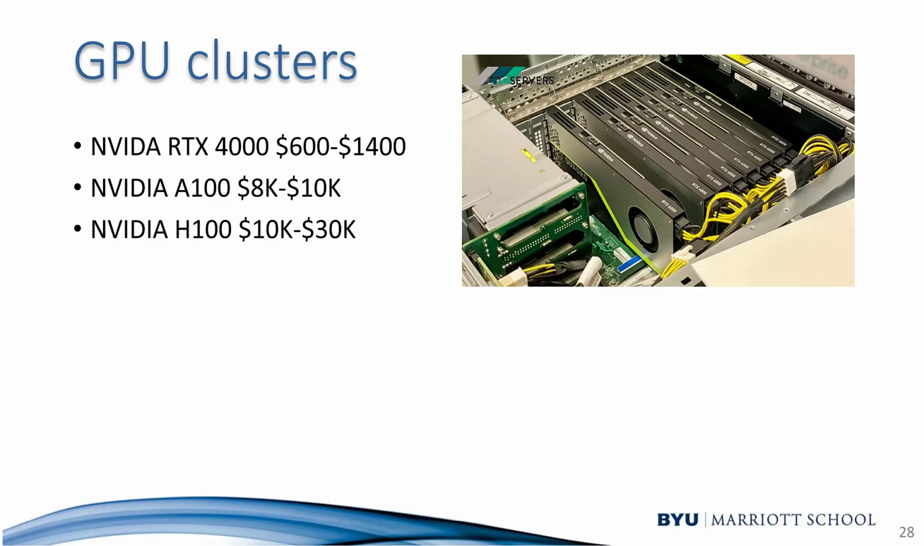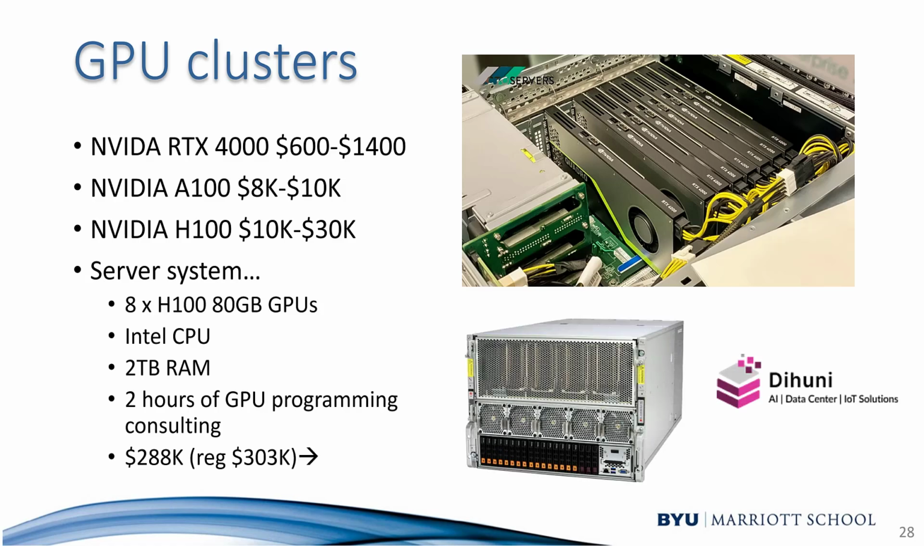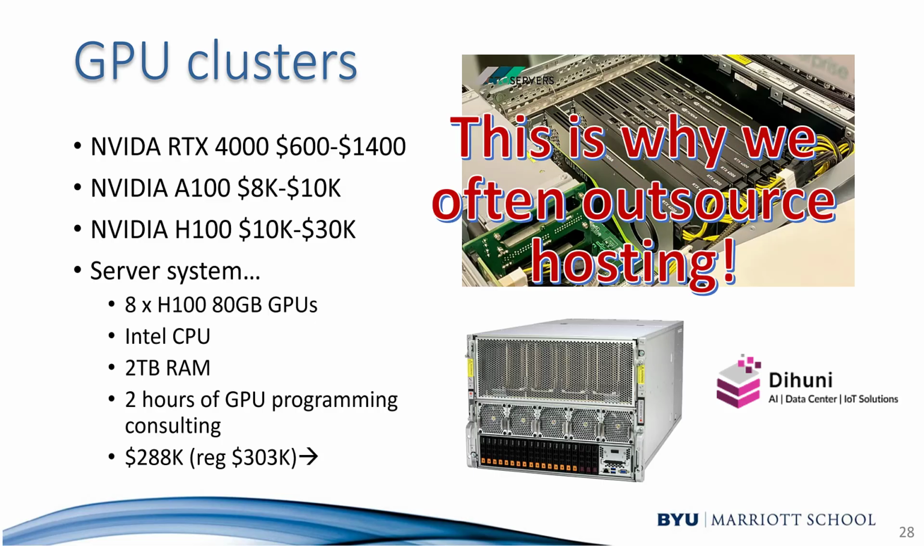Okay, so this is their Grace Blackwell platform, I believe. So here's one that I saw online listed. It had 8 H100s, 2 terabytes of RAM, which is pretty good, but not extraordinary. It comes with some consulting, and here you can buy this thing on sale for $288,000 for a GPU cluster. I think the cost of these GPUs will come down, but still, currently they're pretty expensive, which is why we often outsource our hosting. All right, that's the end of the Chapter 7 stuff.